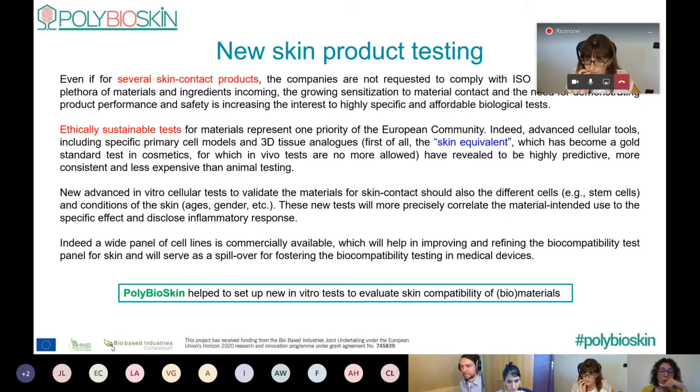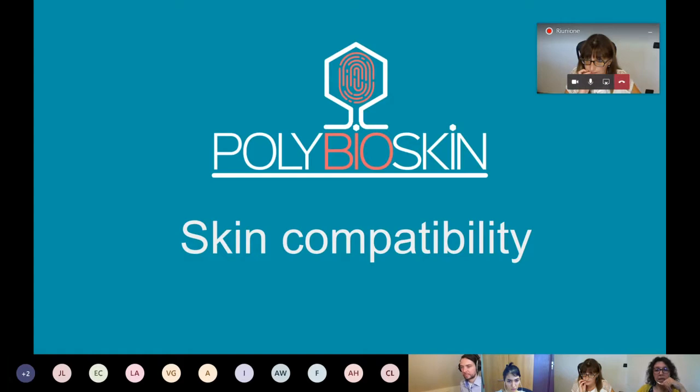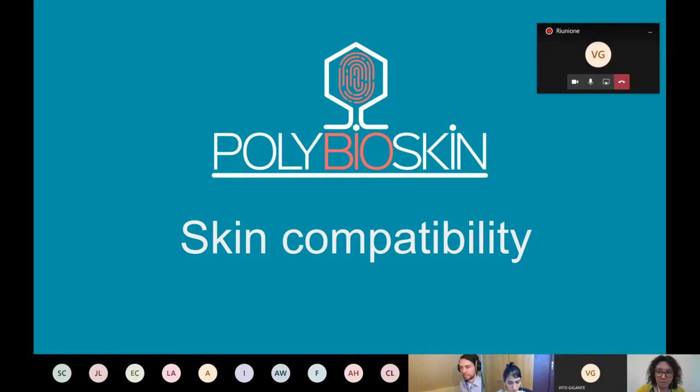So the floor is very open, and we can also relate the cells to the gender, to the age of the patient, in order to have always more and more complex tests that can give answers to the customers, to the company for the safeness of the company, of the customers. So this is what we have done with the PolyBioSkin, and we hope it was clear enough for all the attendants.